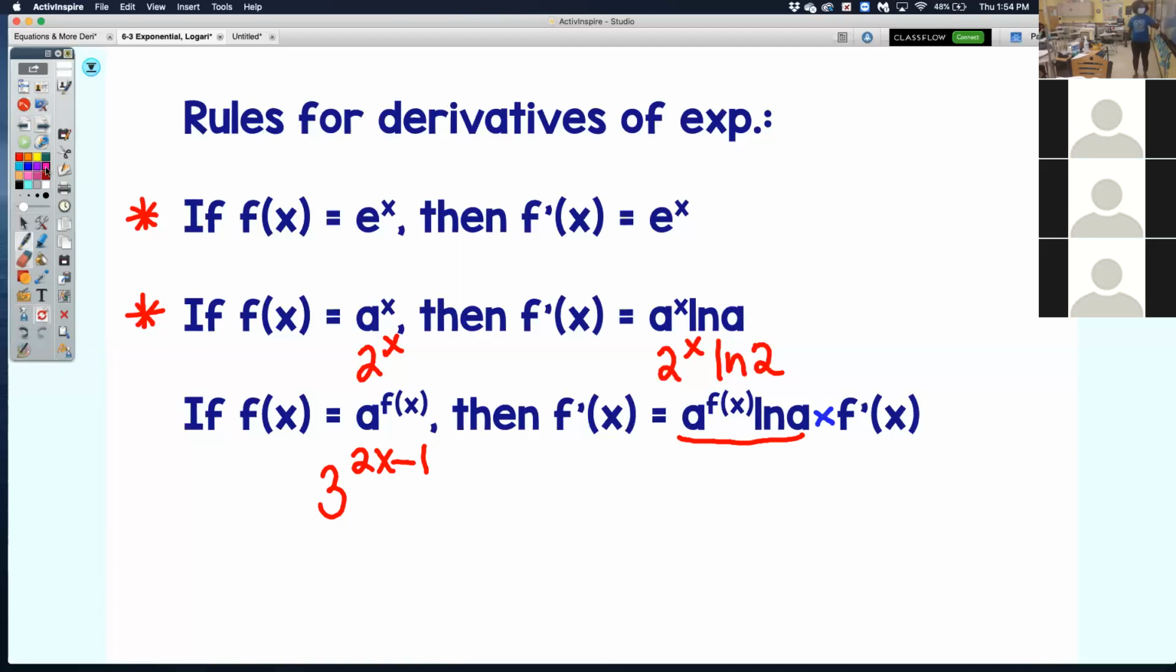So if this is my example, my base is 3, my function is my exponent, then the derivative of this would be 3 raised to the 2x minus 1 times the ln of 3 times the derivative of your exponent, which will be what? 2. Now here, we wouldn't be able to simplify this anymore because we cannot multiply 2 and 3 together, because 3 is being raised to the 2x minus 1 power. So then that would be our derivative. That's as far as we could go.